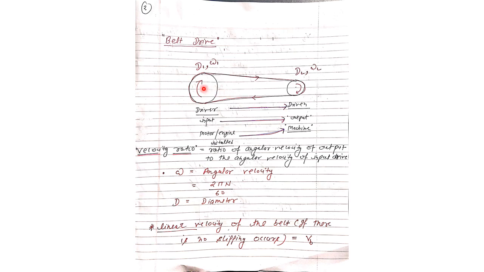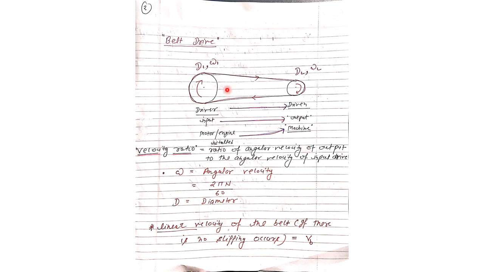If we require to transmit power from this point to this point, we need a pulley which is known as driver and another pulley which is known as driven. This is known as input drive and this is known as output drive. This will attach with the motor or engine, and this will attach with the machine which is going to run at a certain speed.